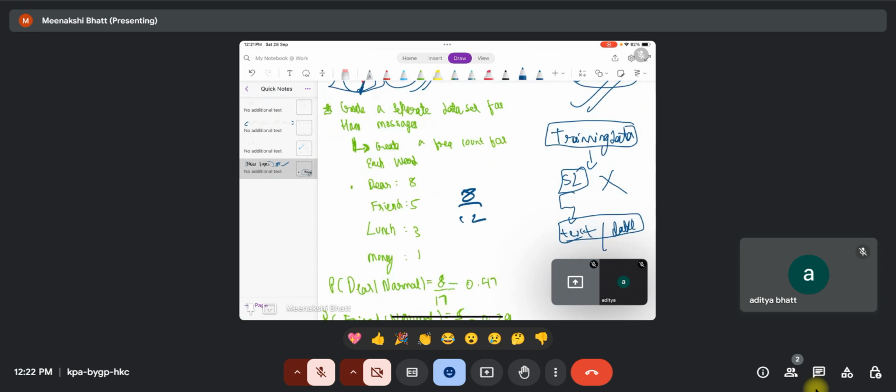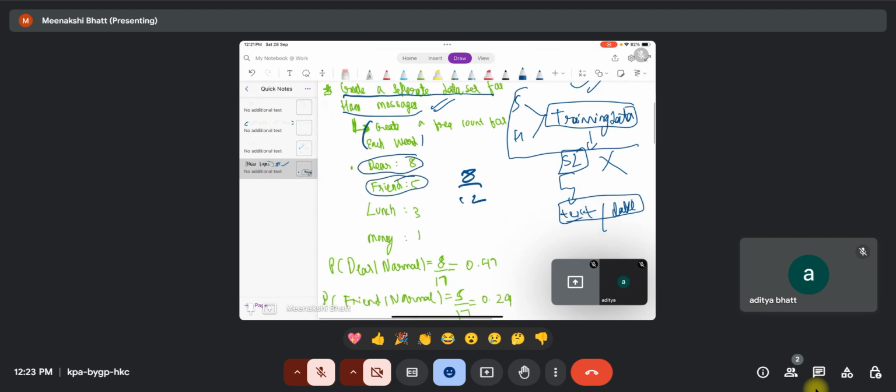So we have training data. We'll split our training data into two sections, spam and ham. That's part one of the game. So guys, the first step is to create a data set for ham messages. That means create a data set for messages which are not spam. Then for whichever words occur in your data set, you need to create a frequency count. So dear occurs 8 times, friend occurs 5 times, lunch occurs 3 times, and money occurs 1 time. This is okay guys, very basic. Whatever the frequency in the training data is, we just need to write it down.